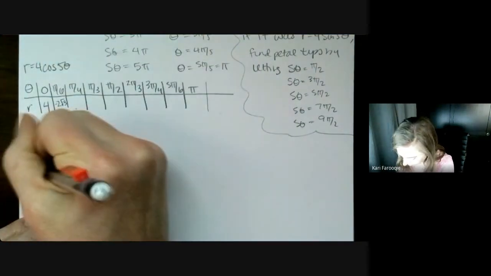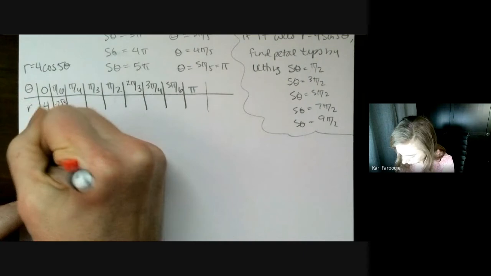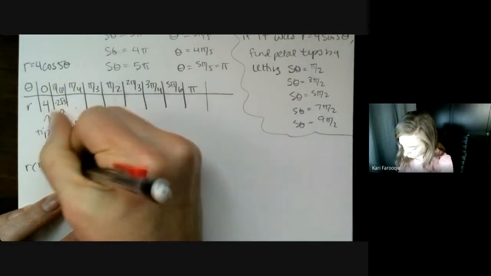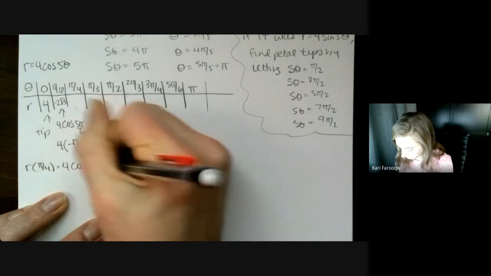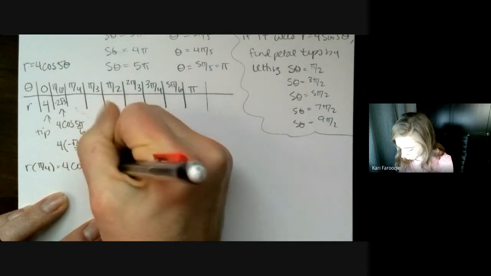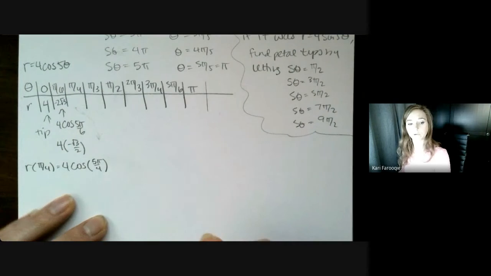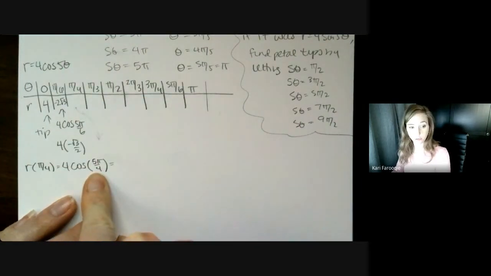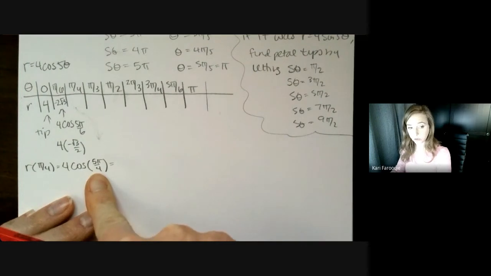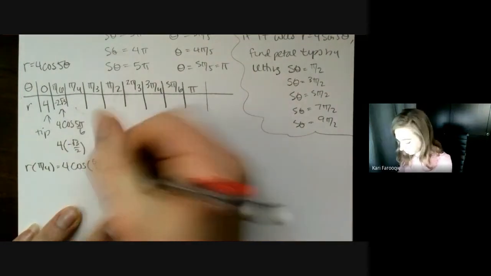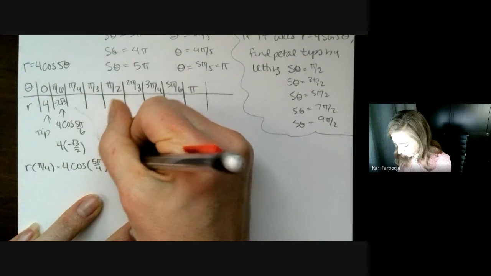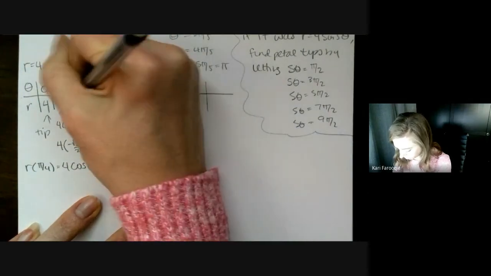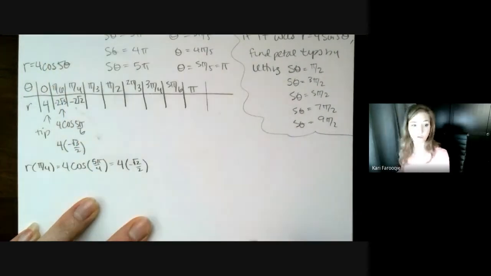I'm just going to say r of pi over 4. I'm just going to do my work down here. Is 4 times the cosine of 5 pi over 4. We'll do that. Now, 5 pi over 4 is in quadrant 3. Cosine's negative in quadrant 3. The reference angle is pi over 4. So you're going to have 4 times negative root 2 over 2, which is going to be negative 2 root 2.